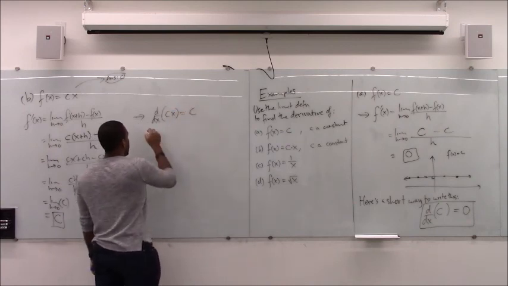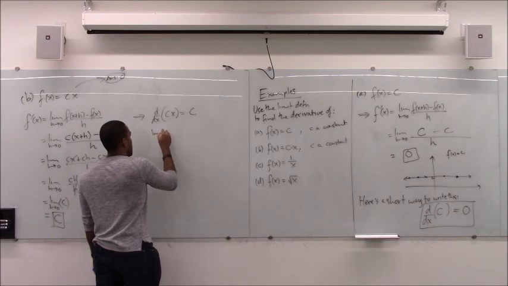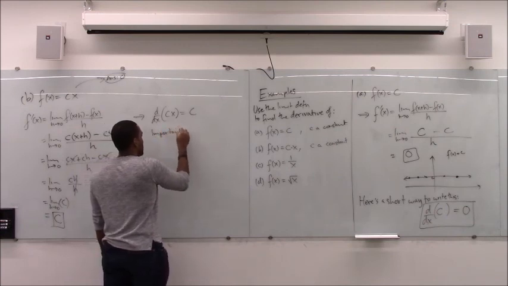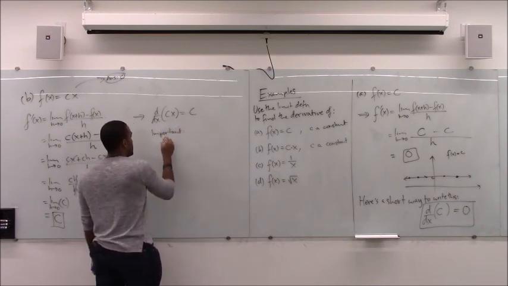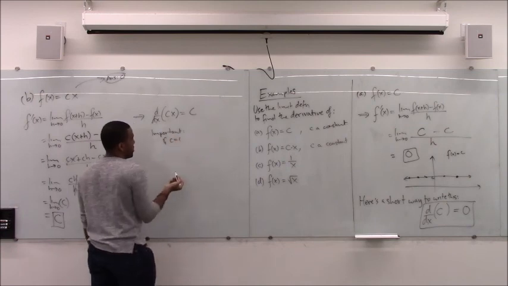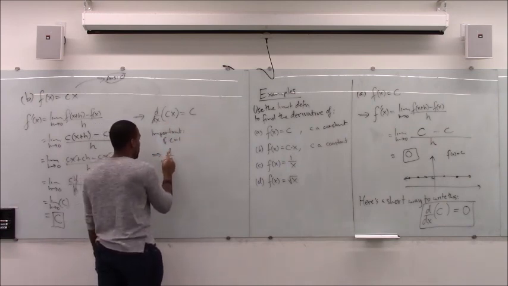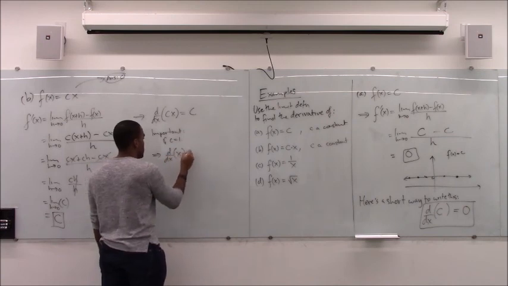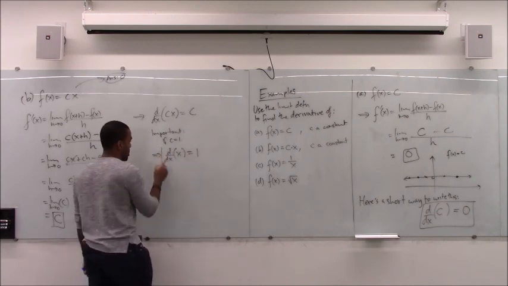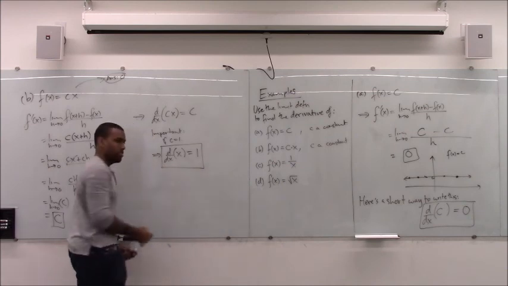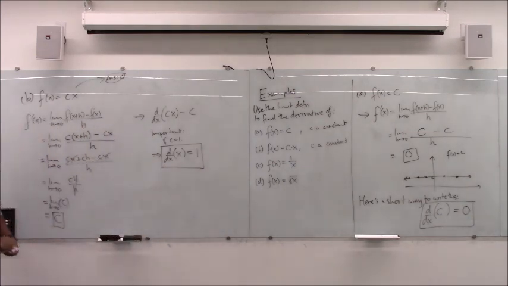Something that's going to be important for you to know: if c equals 1, this is to say that the derivative of x is 1. That's something that you should know now. The derivative with respect to x of x is 1. Derivative of x is 1.